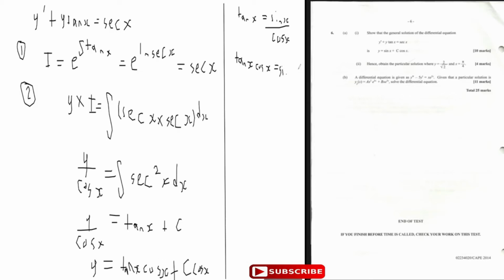So since that is what we get, we can resubstitute right here. We can resubstitute for tan x cos x as sine x. And so what we're getting is y is equal to sine x plus c cos x. Nice and easy. So, shown.